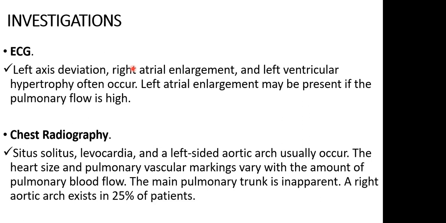So when you do an ECG, you have a right atrial enlargement. That's what we call the P pulmonale. And then we also have left ventricular hypertrophy because the dominant chamber of the heart is the left ventricle right now. The right ventricle is no more active, it's hypoplastic. So we just have the left ventricle doing the work alone. Because the left ventricle is doing the work of the left ventricle and the right ventricle, it becomes hypertrophied. So you have features suggestive of left ventricular hypertrophy on the ECG.